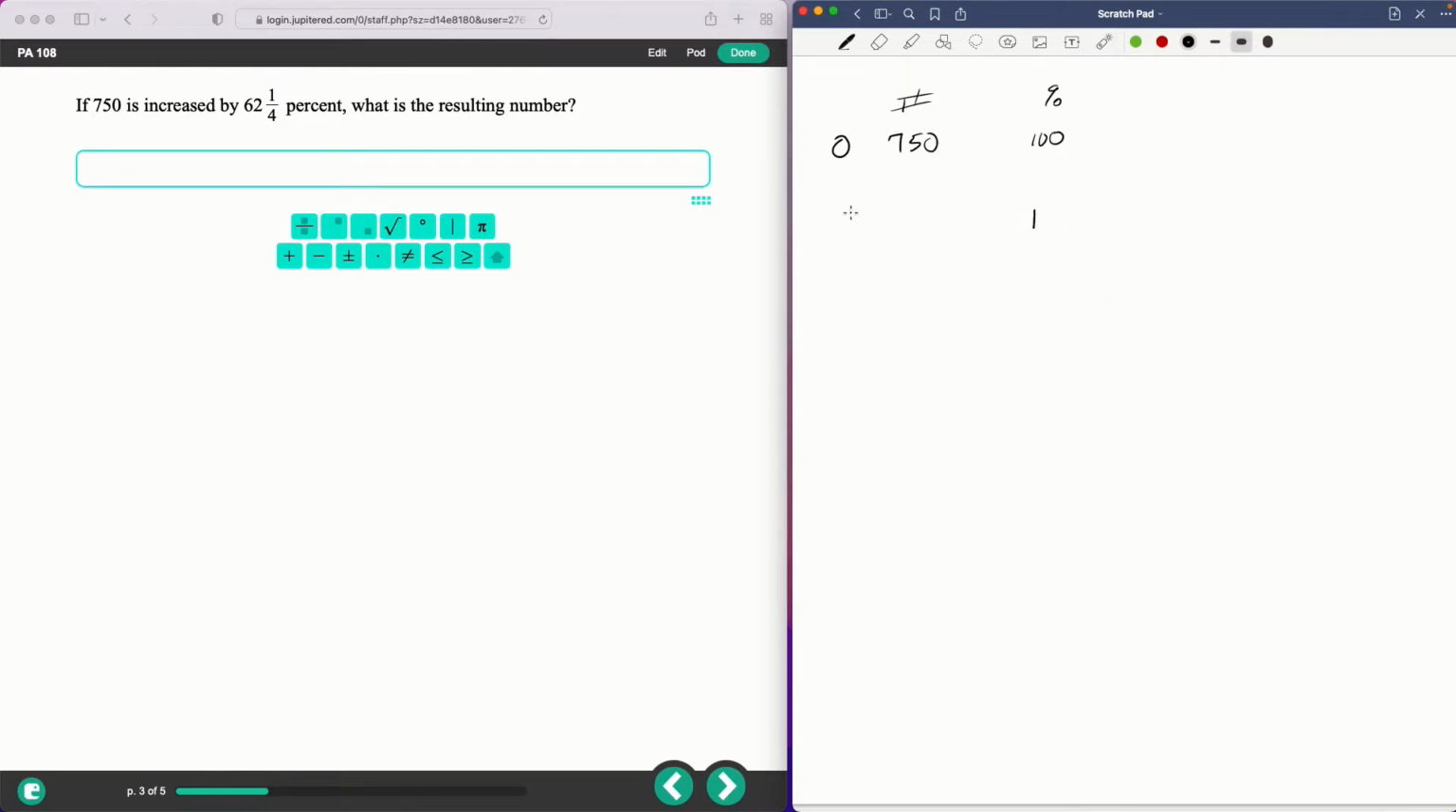So our new amount is 162.25%, right? Because we added that to this. So what we have to do now is find the missing number. We always want to put these numbers in relationship to one another in a way that makes sense. This makes sense just like it is. So we're going to say 750 over x is equal to 100 over 162.25. We're going to cross multiply and solve.